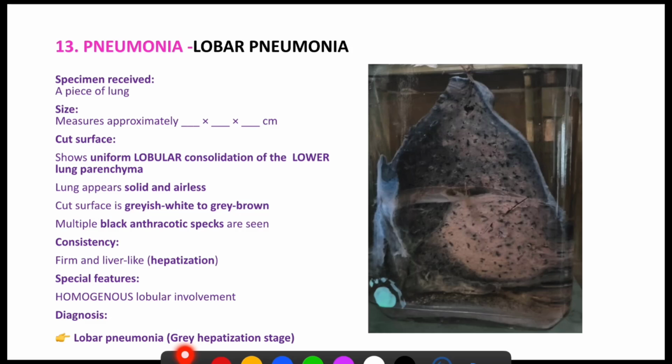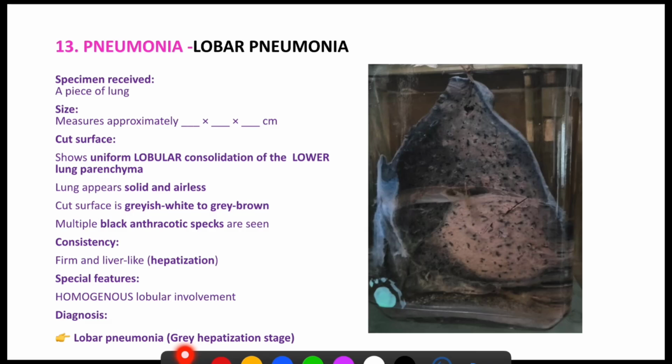Because it has a consistency like liver. So it becomes firm in nature and has a liver-like consistency. So this is called hepatization. Why is it grey? Because it has a grey-brown appearance. So it is grey hepatization, and this is the third stage of pneumonia. So first is congestion, second red hepatization, third is grey hepatization, and the last one is resolution.